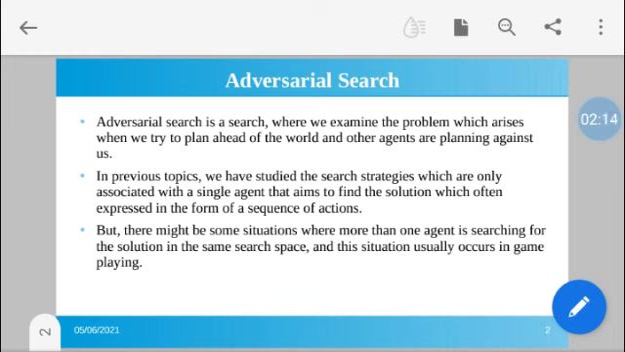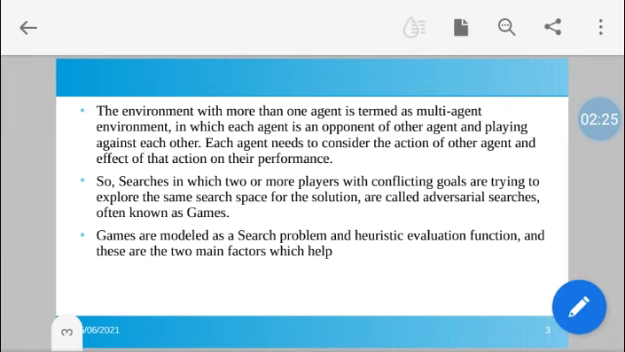In this type of search, we try to examine the problem which arises when we try to plan ahead of the world while other agents are planning against us. The environment where more than one agent is working is known as a multi-agent environment, in which each agent is an opponent of the other agent and they are playing against each other. Each agent needs to consider the action of the other agent and the effect of that action on their performance, right? So searches in which two or more players with conflicting goals are trying to explore the same search space for the solution are known as a game, right?